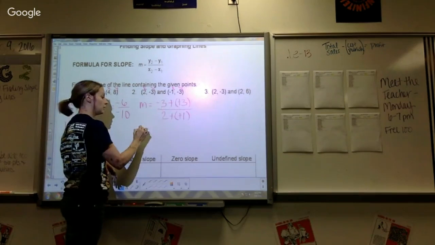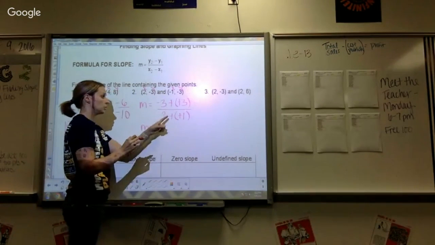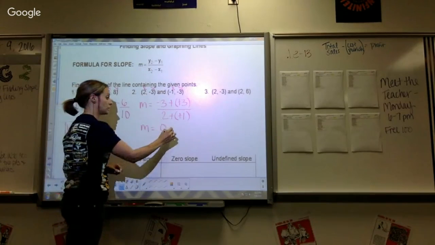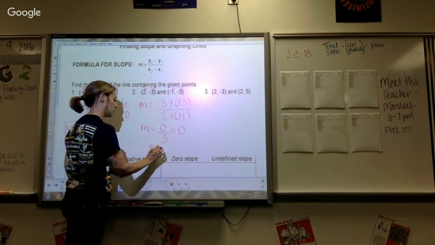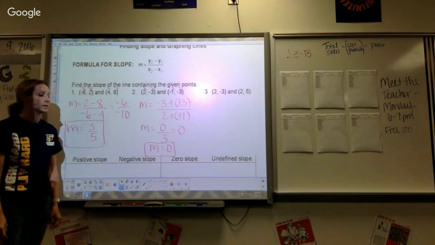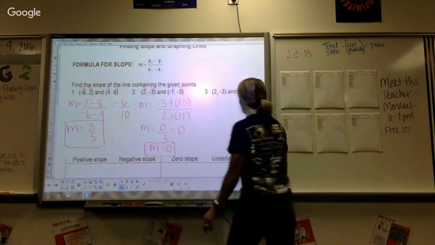So on top, negative 3 plus 3 would be 0. 2 plus 1 would give you 3. So 0 divided by any number is 0. So slope would equal 0 for those 2 points. Okay, so same thing on 3. Still find the slope of the 2 points.